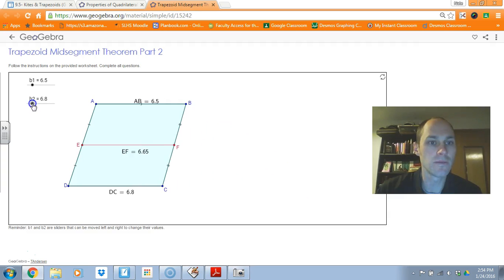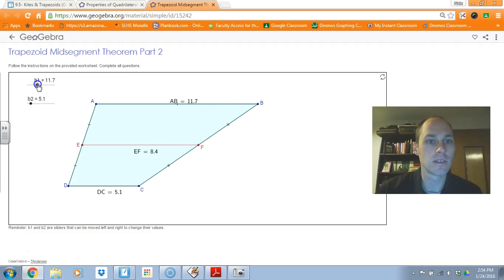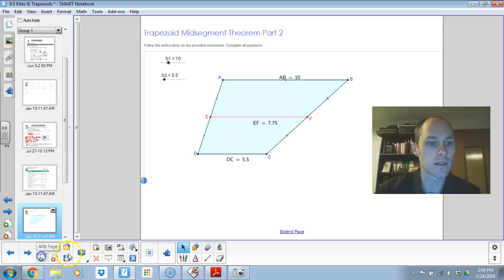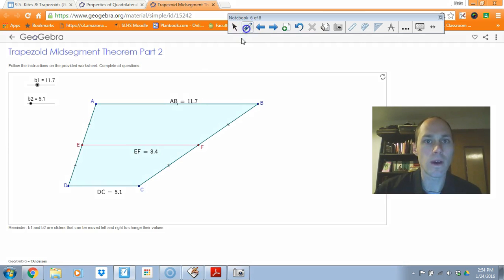What is true about these side lengths? Can you see a connection between these? I see that it appears that EF is the average of these two. And it appears that they are all parallel. Can you see why that might be true? As we take a look at what we learned with our triangle mid-segment, why would that be true?